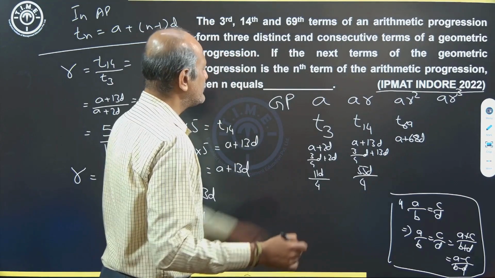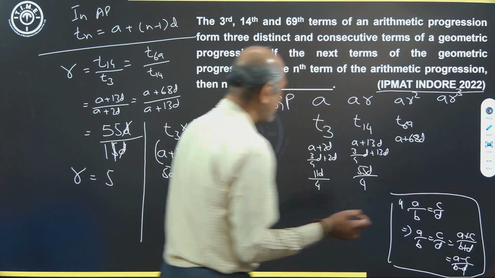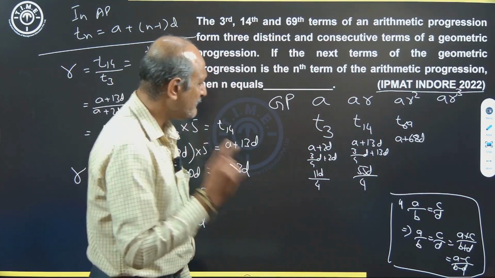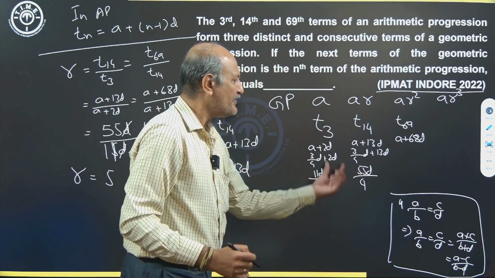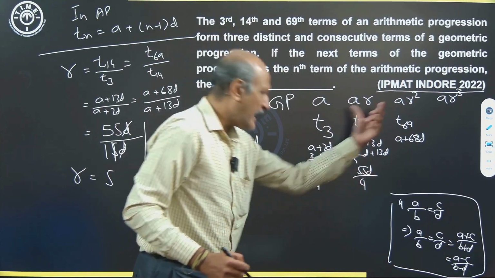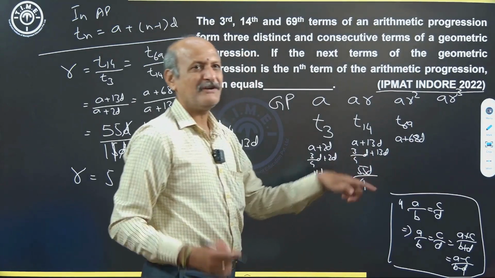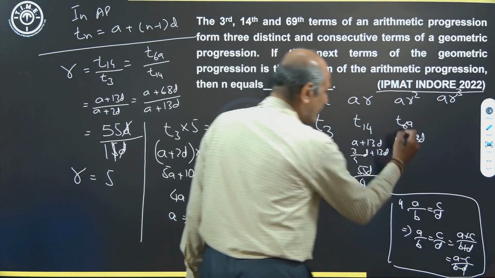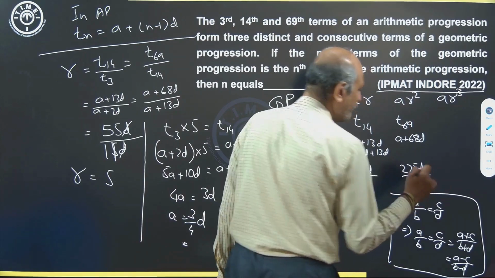Next one, same way, let me substitute here. Or else I can simply say this: please observe, the common difference is actually equal to 5 here. So 11D by 4 into 5 gives me 55D divided by 4. Again multiply it by 5. It is 250 plus 25, that is 275. So this is equal to 275D divided by 4.